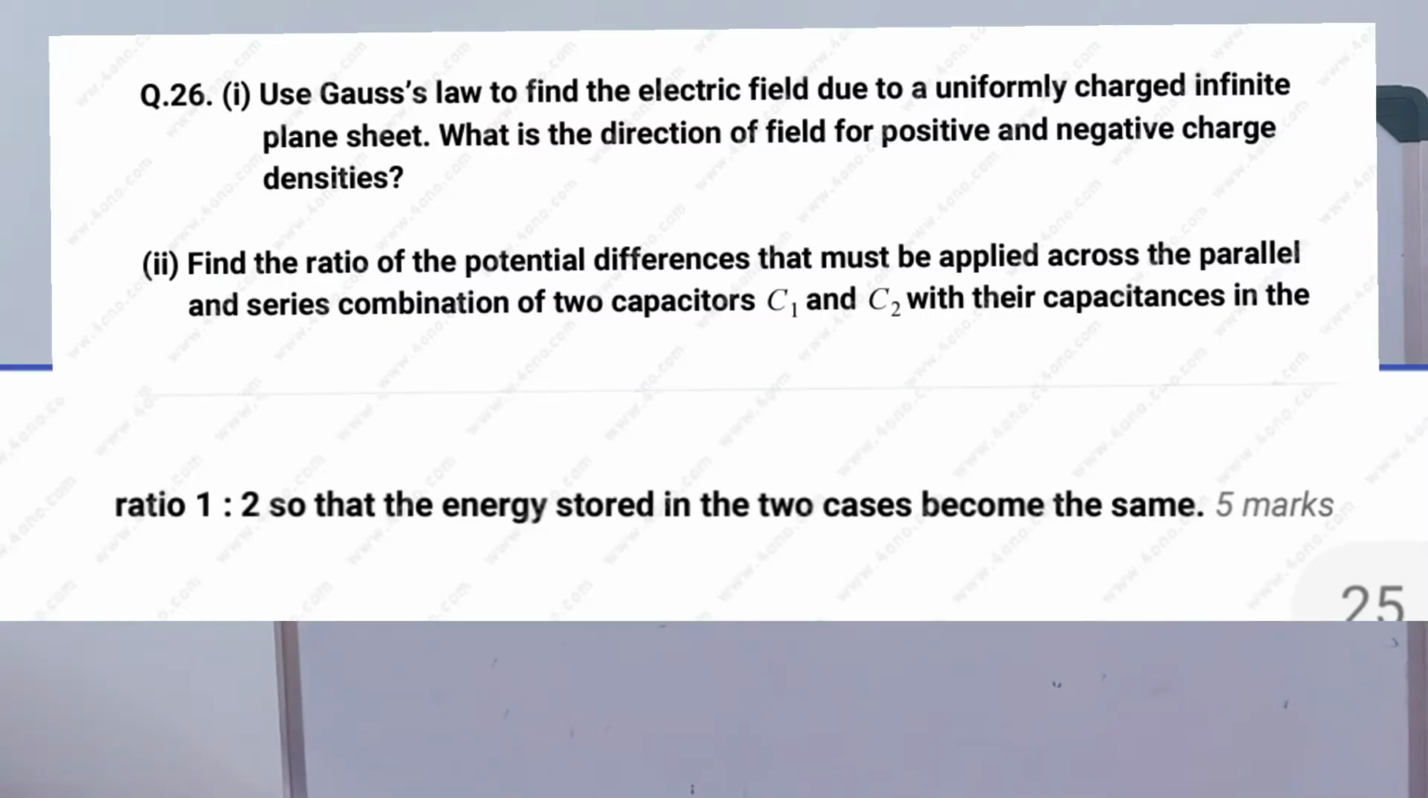5 mark question. The first part. Use Gauss law to find the electric field due to a uniformly charged infinite plane sheet. What is the direction of field for positive and negative charge densities?